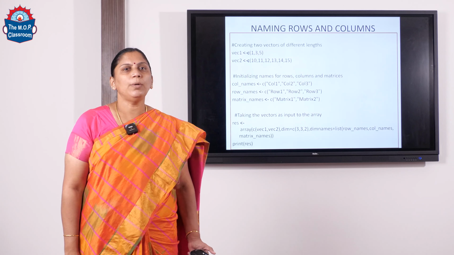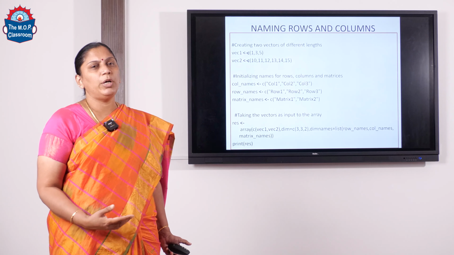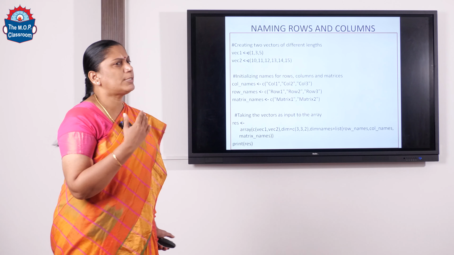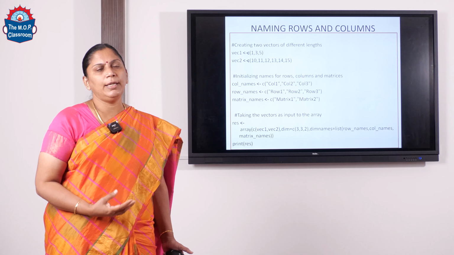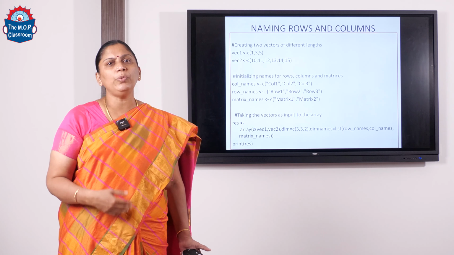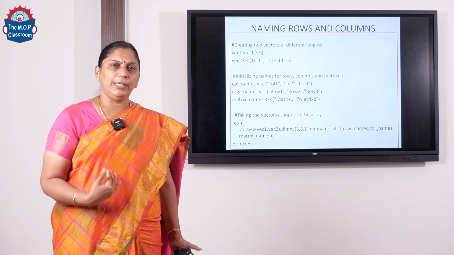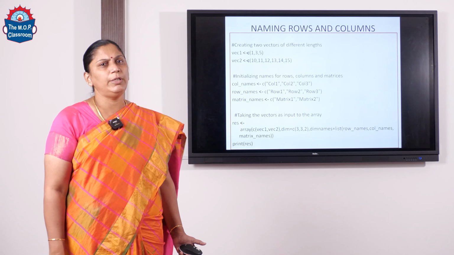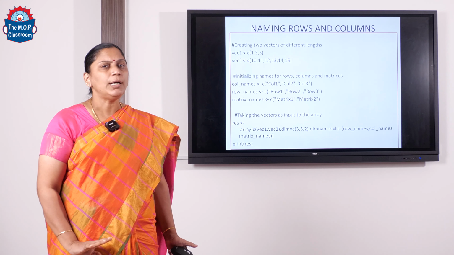So now the next operation is how to name a row and a column. How are we going to name a row and a column? Again we'll start from scratch. We will create an array first. How do we create an array? By using two vectors. The first one is vector 1 is equal to c(1, 3, 5). Just for understanding purposes, we are taking the same example. Vector 2 is equal to c(10, 11, 12, 13, 14, 15). These are the two input vectors to the array function.